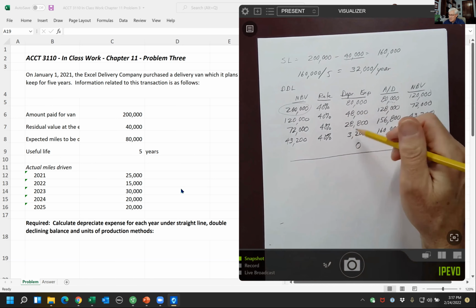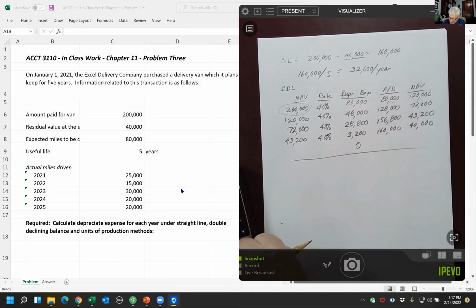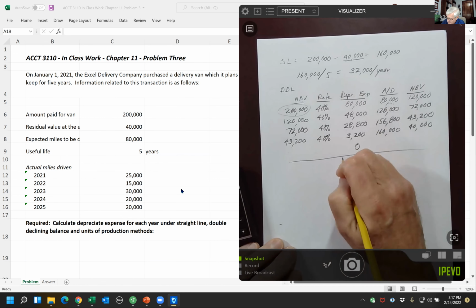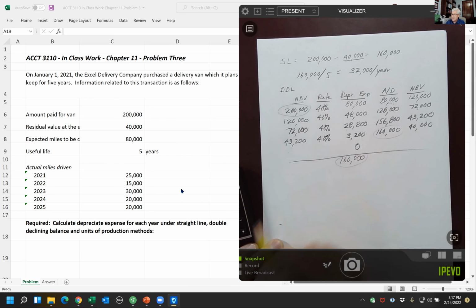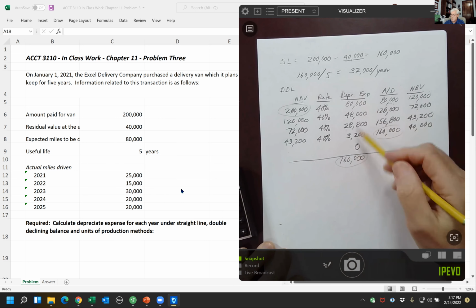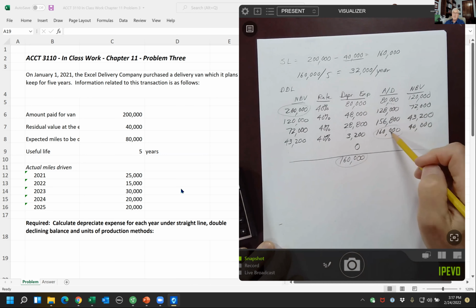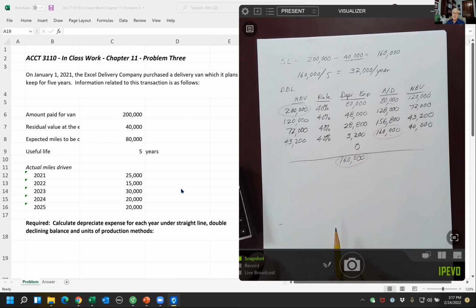And so if we add all these expenses up, let's just check our math, 80,000 plus 48,000... $160,000, which we know because the total depreciation expense over those 4 years equals what we have in accumulated depreciation, 160,000. So I'm checking my work. It's good to check your work on an exam as well. So therefore, that's double declining.